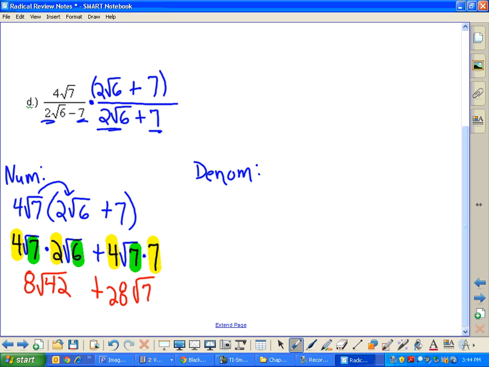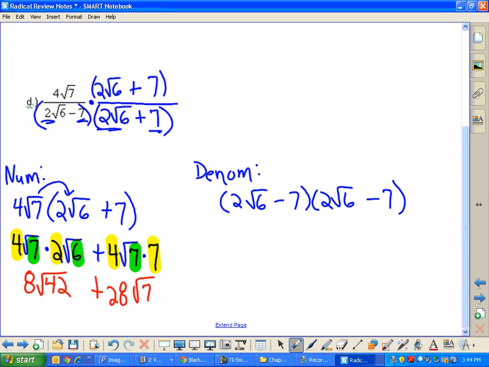So now what we have to go ahead and do is take care of the little mini math problem in the denominator. So in the denominator, we actually get 2 times the square root of 6 minus 7. So this quantity here times its conjugate, 2 square roots of 6 plus 7. And I'll follow my product property for radicals. If I take 2 root 6 times 2 root 6, that's basically 4 times the square root of 36.